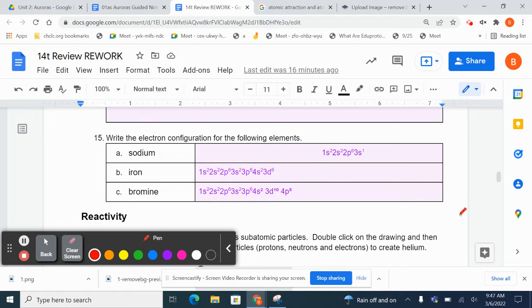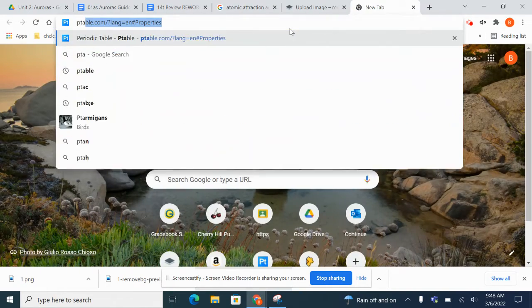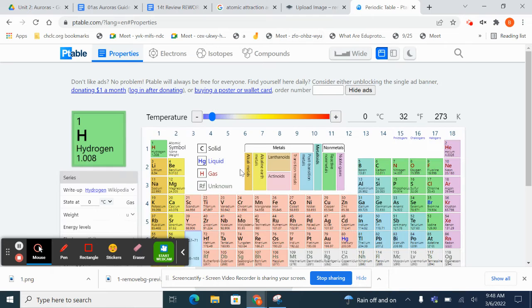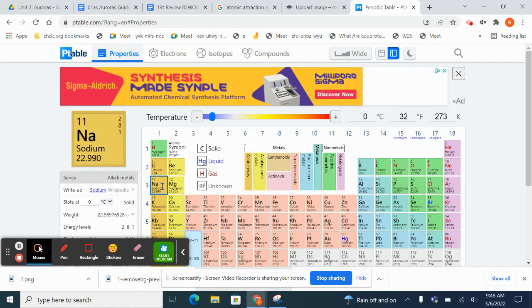All right, here we're writing electron configurations for the different elements. And of course, you need your periodic table here with where the s, p, d, f blocks are located and the energy levels. So sodium is, let me show you. Let me get a periodic table up here. So sodium is right here in energy level 3, sublevel s.